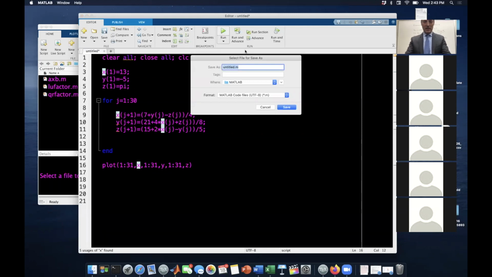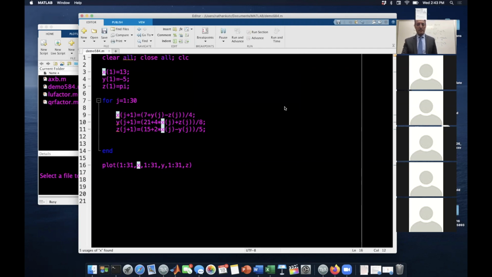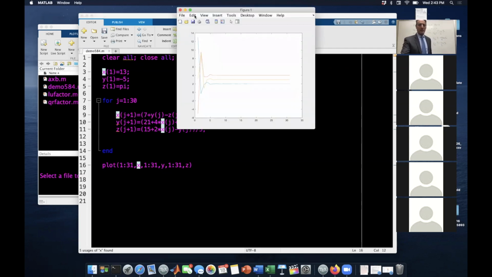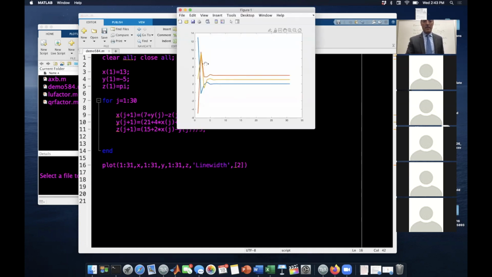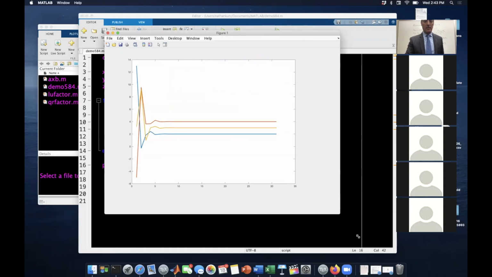Let's call this 584 demo. Demo 584. Save. It's running, done, and there are the values. And of course, you can't see it because of the default settings. Actually, I want to change the line width. Let's run it again. All right, that's a little bit better. Everybody see that? Let's blow this up a little bit.